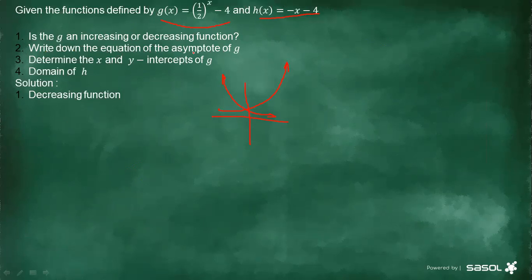Write down the equation of the asymptote of g. y equals -4. That is the first one, because I said we have only one asymptote for an exponential.